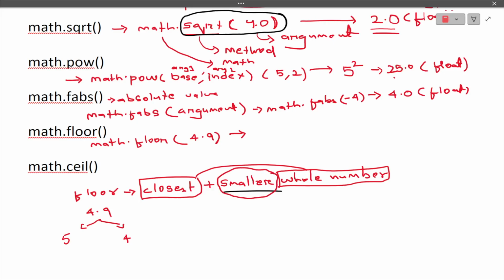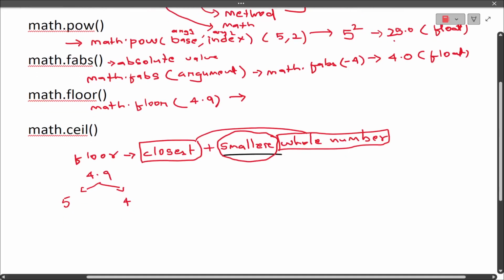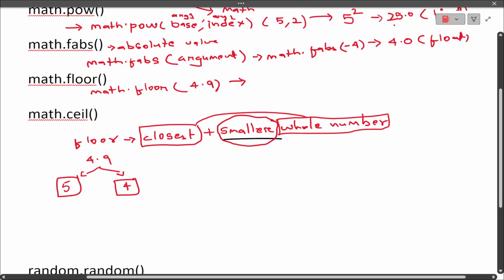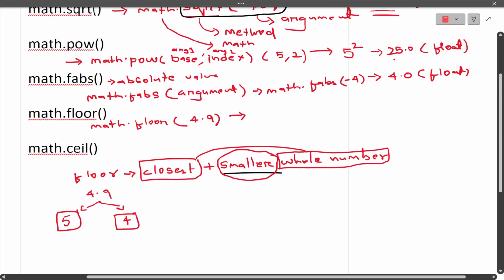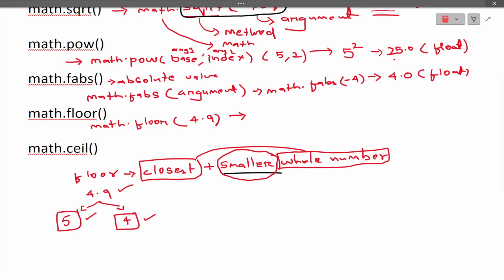Now you need to find out which among them is the smallest one, smaller than the given number. The given number is 4.9. Now what is the smaller one? Is 4 lesser than 4.9, or is 5 lesser than 4.9? Of course 4. So you will get the result 4 as the output of floor. That's it. Need not be confused.